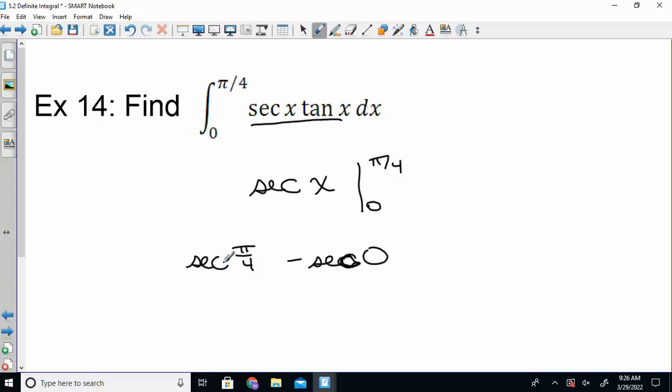So when we do this, pi over 4 is like 45 degrees. Secant is the reciprocal of cosine. So cosine of 45 is radical 2 over 2. So secant would just be radical 2. Secant of 0. So cosine of 0 is 1. So secant would be 1. So radical 2 minus 1.